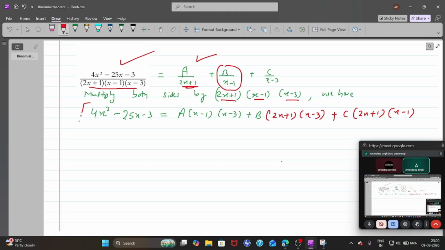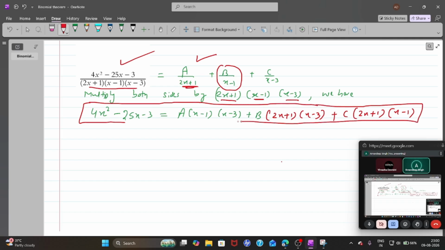Okay, so now we have this equation. Basically, to calculate the final answer, I need the values of A, B, and C, right? If I have the values of A, B, and C, then I will substitute them in this equation to get the final answer. So basically, I need the values of A, B, and C. This is my final need.